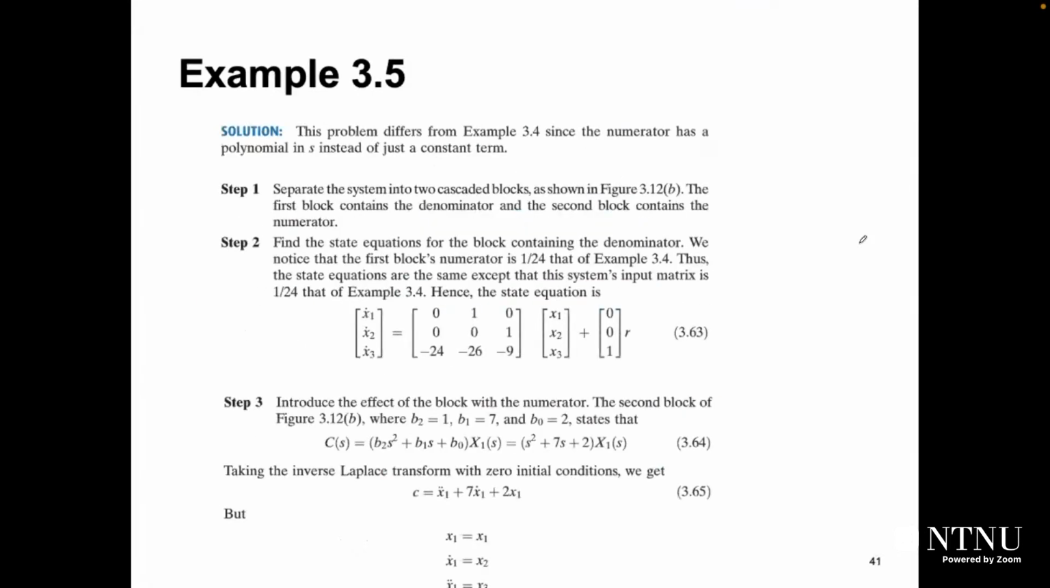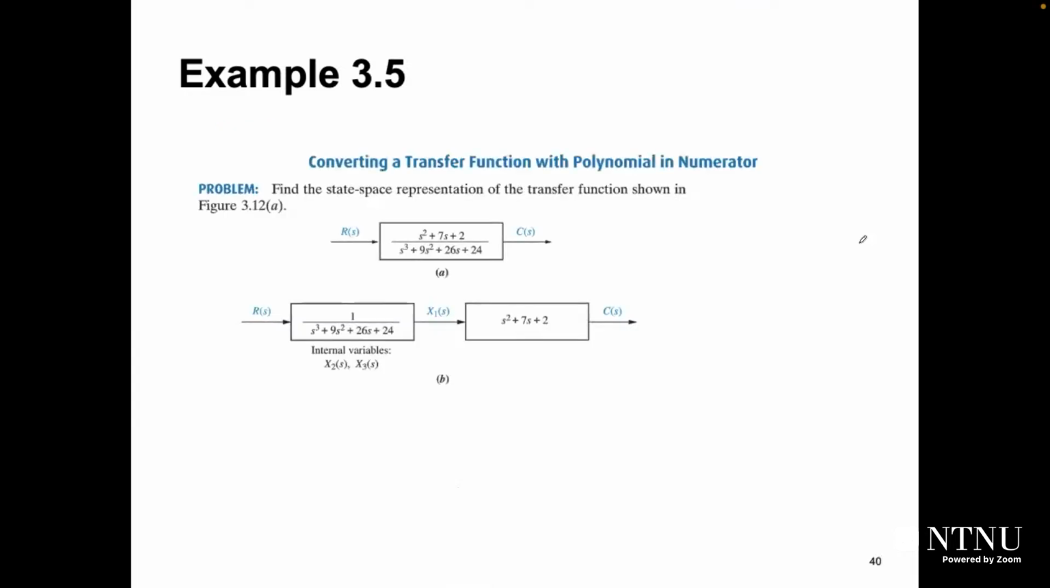Okay, we have an example here, example 3.5. This problem differs from 3.4. So the numerator has a polynomial in s instead of just a constant term. I mean, it's a function with this function. So it's example 3.5. We need to convert a transfer function with a polynomial in the numerator. So we will start with this one.